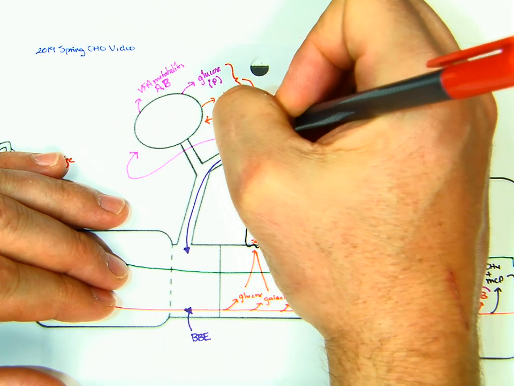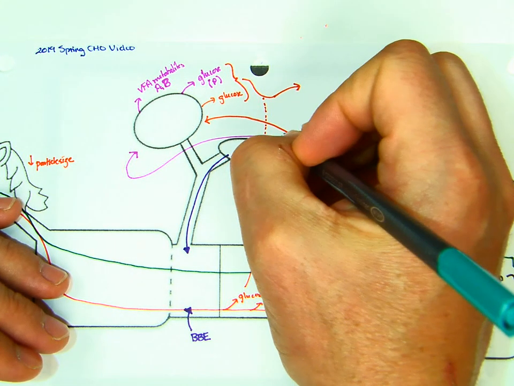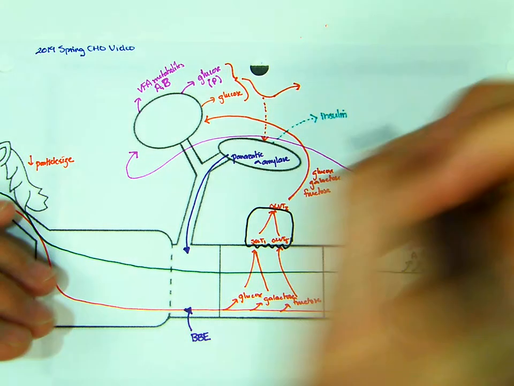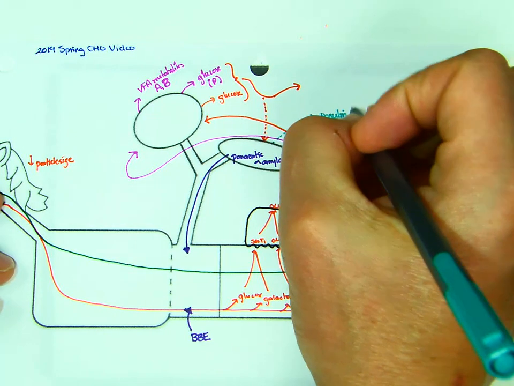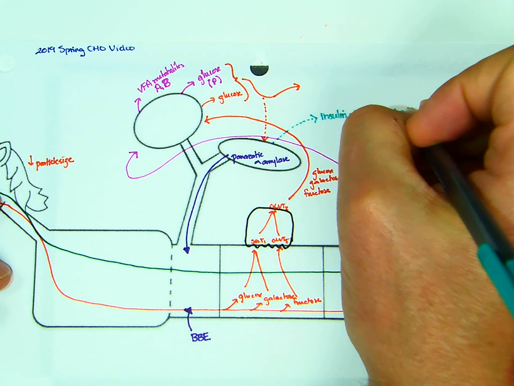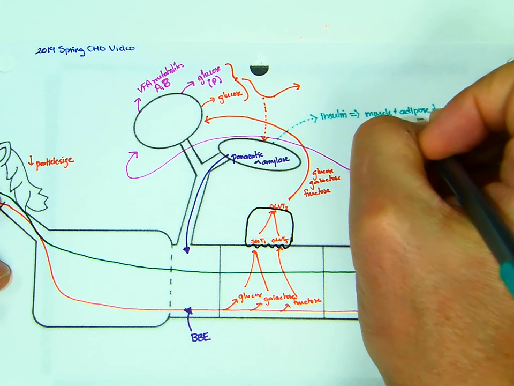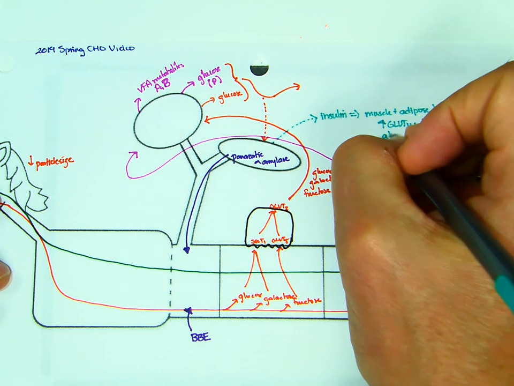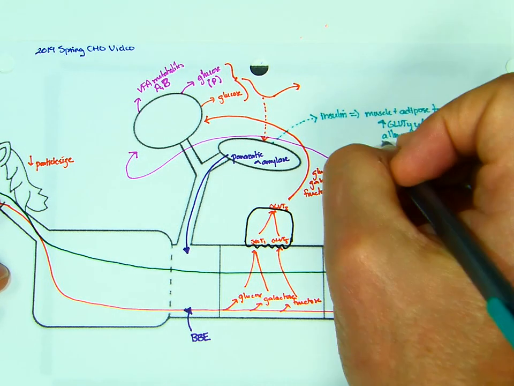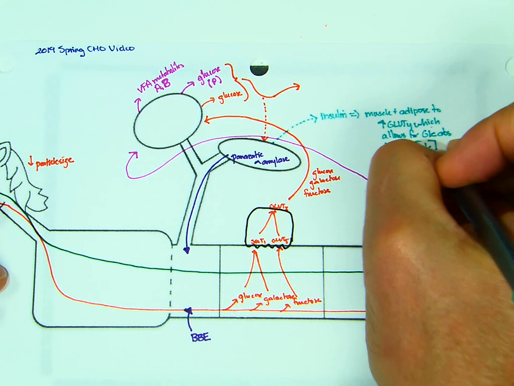This glucose will also go to the pancreas, and at the pancreas cause the release of insulin, and then insulin is going to go act on muscle and adipose to increase GLUT4, which allows for glucose absorption, decreasing blood glucose concentration.